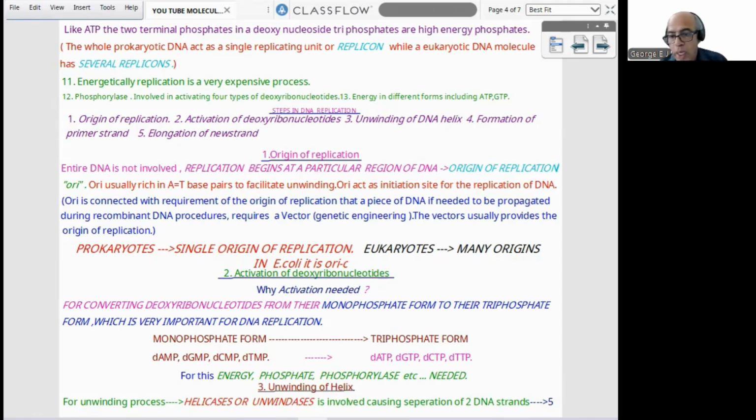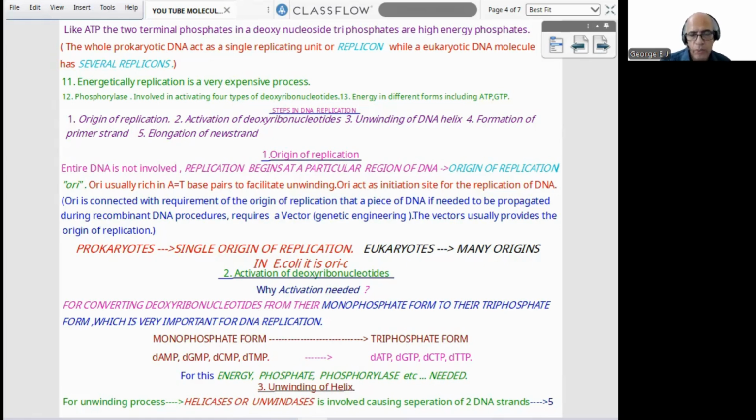Second aspect is activation of deoxyribonucleotides. So first we should know what is the need for activation. Because that heading is given and we should know why it is needed. So activation is for converting deoxyribonucleotides from their monophosphate form to their triphosphate form, which is very, very important for DNA replication. That is why activation is needed. So which is the monophosphate form, which is the triphosphate form, here we can find everything given. Monophosphate form, dAMP, adenosine monophosphate. Triphosphate, you can find dATP, adenosine triphosphate, this way. And for this conversion, energy needed, phosphate needed, enzyme called phosphorylase also needed. I think this idea is clear.